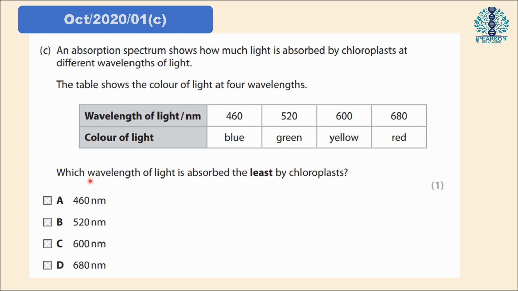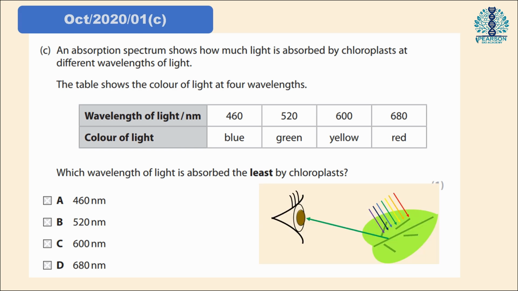Now here is the question, which wavelength of light is absorbed the least by chloroplasts? This is simple if you understand the basics of color theory. Since chloroplasts appear green, which gives green color to the leaves, they reflect green light more and absorb it less. So the answer here would be the green wavelength, which is 520 nanometers.